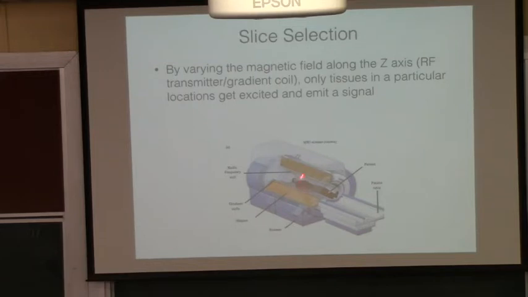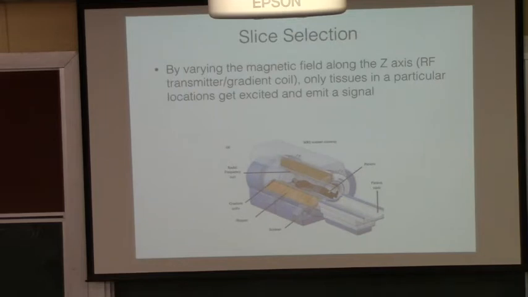And so what we can do is select specific slices. In neuroimaging, we're interested in slices that go through the head. And by varying the magnetic field along the Z-axis, only tissues in a particular location will get excited and emit a signal, right? So if we're very specific about our radio frequency pulses, we can be very specific about the molecules that we're imaging, and then we can look at the concentrations of those molecules within certain parts of the body.